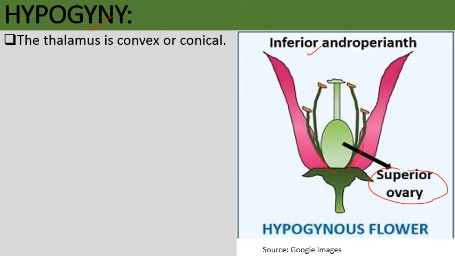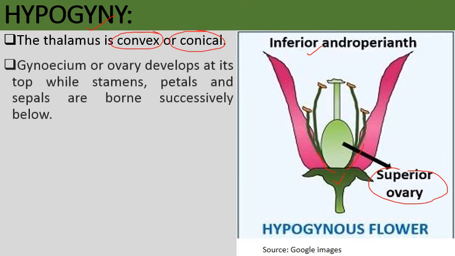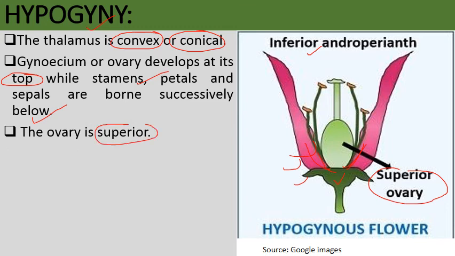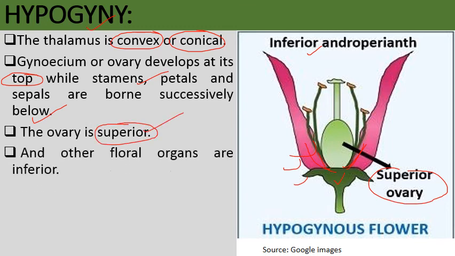So in this case, thalamus is convex or conical. जो thalamus है convex और conical shape का होता है. जो gynoecium और ovary है that develops at its top. Thalamus के top में grow करता है ovary, while stamen, petals and sepals are born successively below. Ovary के base से arise होते हैं सभी के सभी floral parts which are sepal, petal and stamens. The ovary is said to be superior. इस condition में ovary को superior कहते हैं and other floral organs are inferior that I have already discussed.